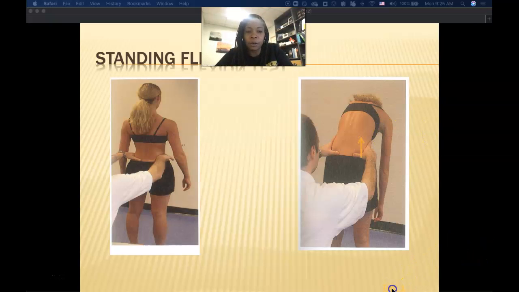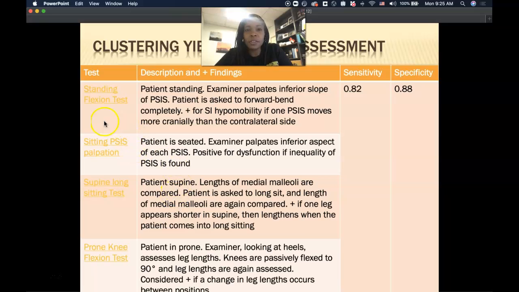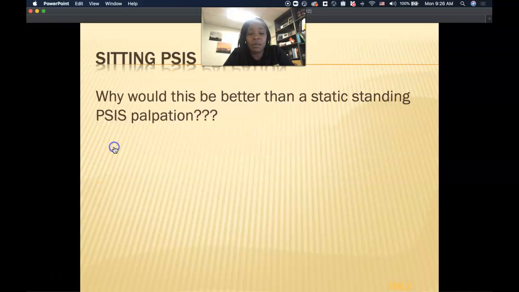So back to the table we go. The next one is the sitting PSIS palpation test. And in this one, the patient's going to be seated. So there's an assumption here, like if the patient just can't stand, they have pain with weight bearing. So then we progress to the seated PSIS palpation test. In this particular test, as the name implies, the patient is seated on the edge of the table, and the clinician's going to palpate the PSIS, and you're looking for inequality in terms of level and height and also movement, right?